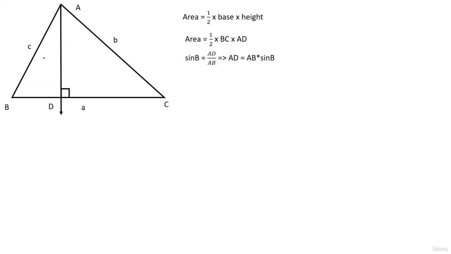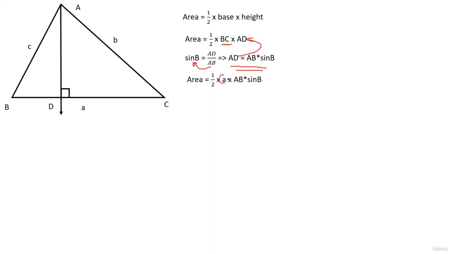So in this case, sine of angle B is AD divided by AB. Okay. Now, if you cross multiply, you can take AB on the left hand side. So you will have AD is equal to AB sine B. Okay. This value we substitute in this equation. Okay. So we have area is equal to half into BC into AB sine B, right?